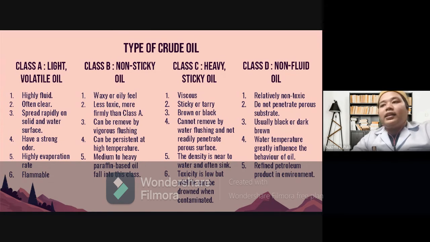The third class is class C, heavy sticky oil. Number one, most of it is high in viscosity. Next, it is sticky and tarry. Number three, brown or black in color. Four, it cannot be removed by water flushing and does not readily penetrate porous surfaces. Next, the density is near to water and it often sinks. Lastly, toxicity is low, but wildlife can be harmed when contaminated.